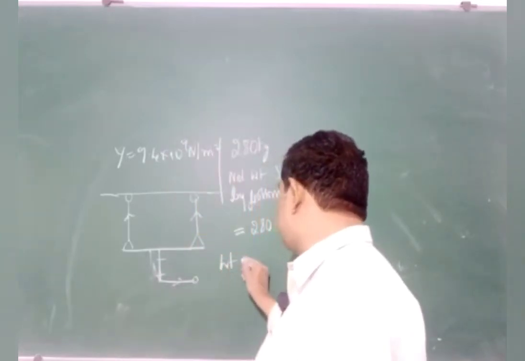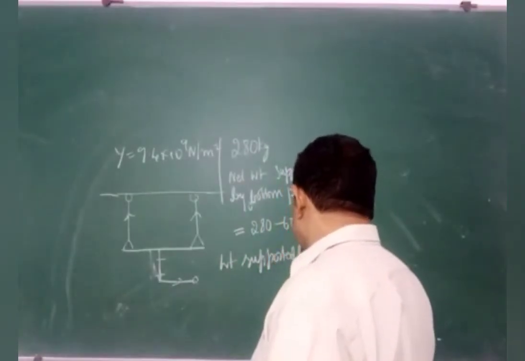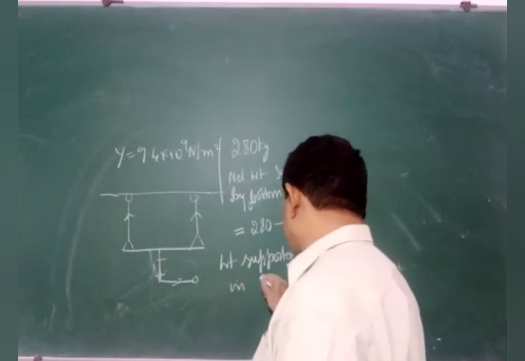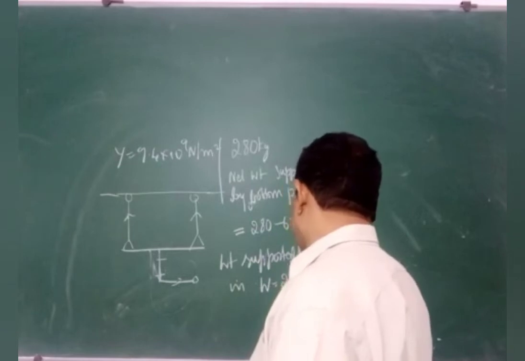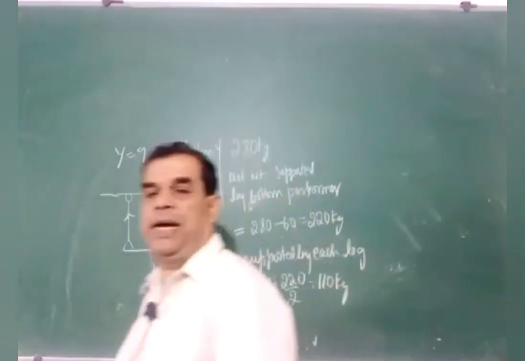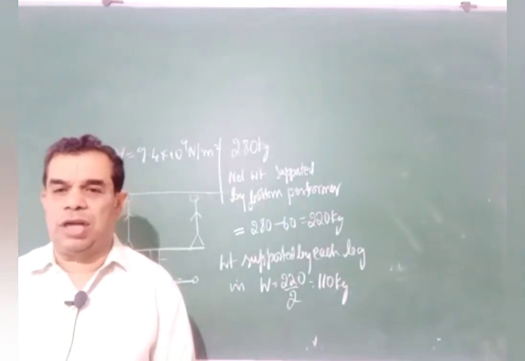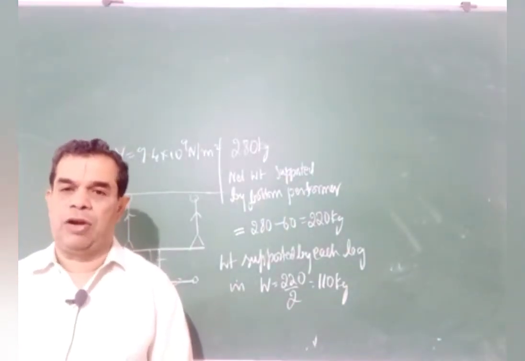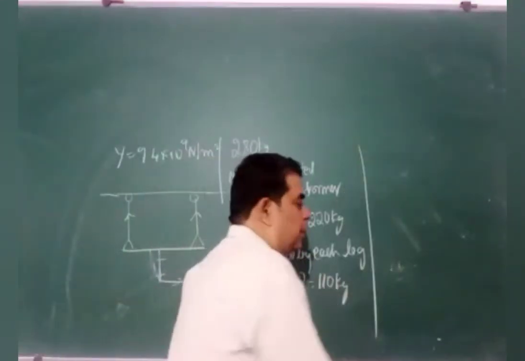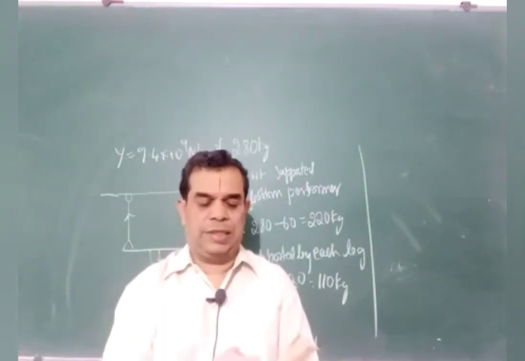Therefore, weight supported by each leg, we call it W, is 220 by 2, it is 110 kg. Weight supported by one leg of the performer is 110 kg. So now we know W, the applied load. And the area you are given: the bone diameter is given, the approximate average diameter. How much is the average diameter given?